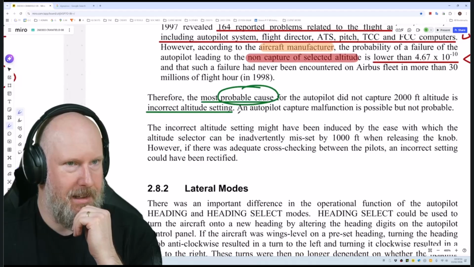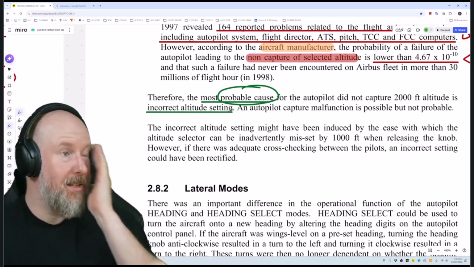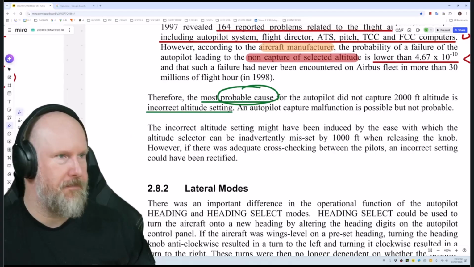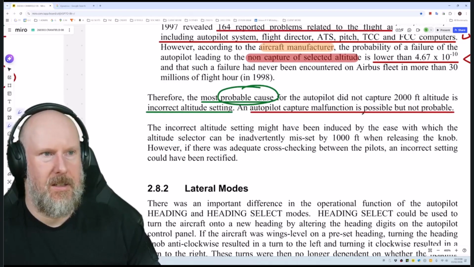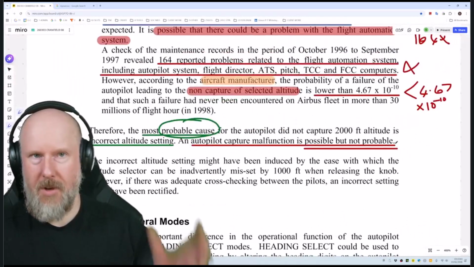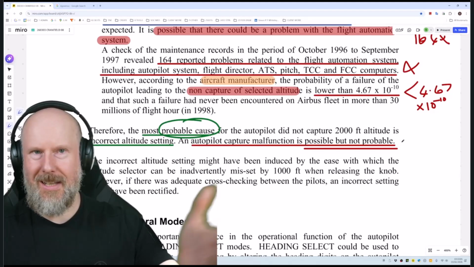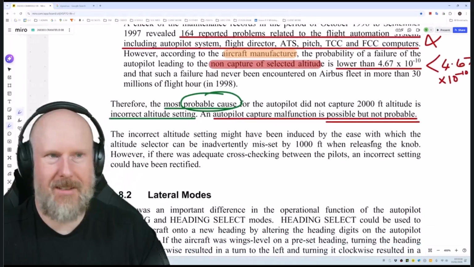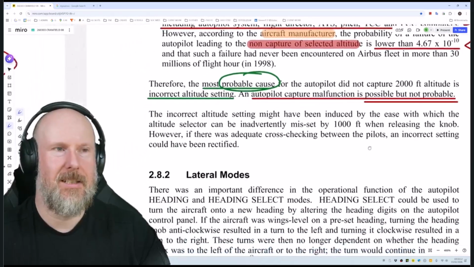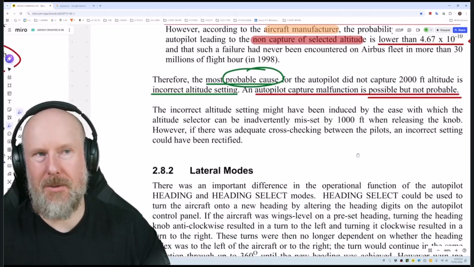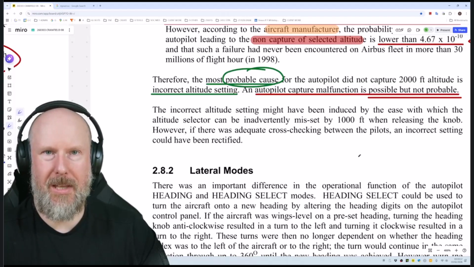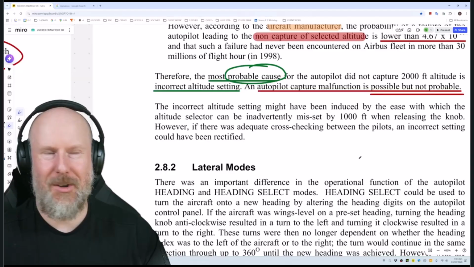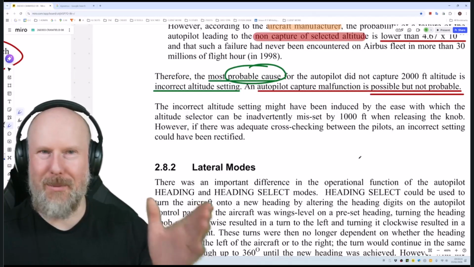So 2,000 feet is an incorrect altitude setting. An autopilot capture malfunction is possible but not probable. Great, but you've not looked at the design to confirm whether that is what's happened in this case. You've just assumed that those numbers are correct and that the analysis they've done is correct. And I wouldn't be so convinced, actually, with what I know with STPA and the experiences I've had looking at various different systems across various different domains. I wouldn't be confident with that.